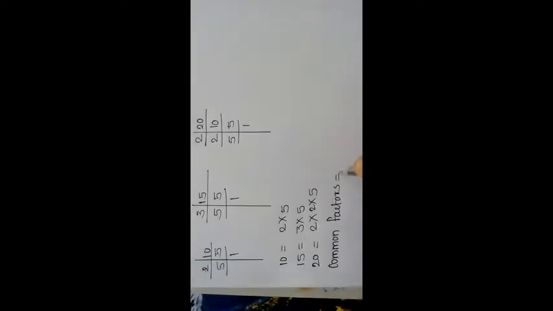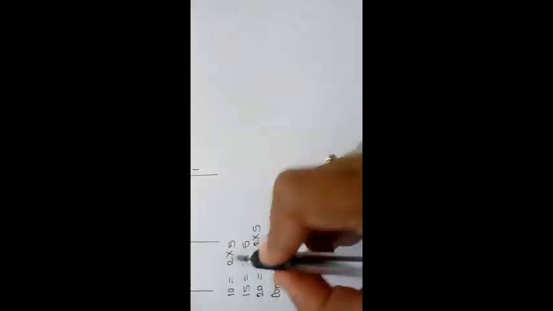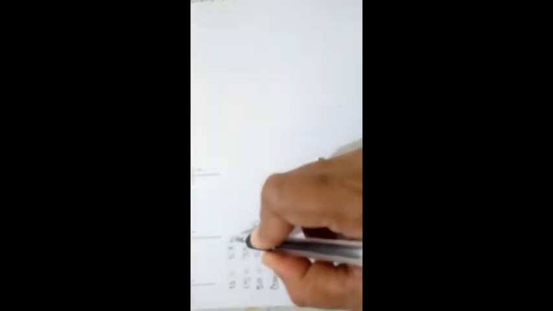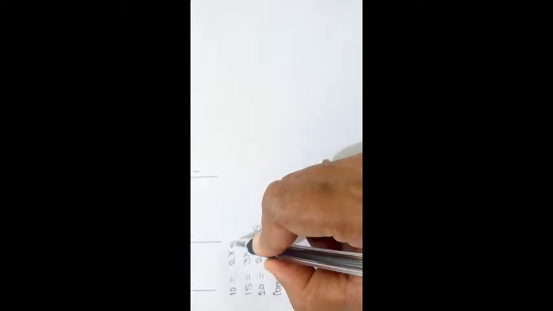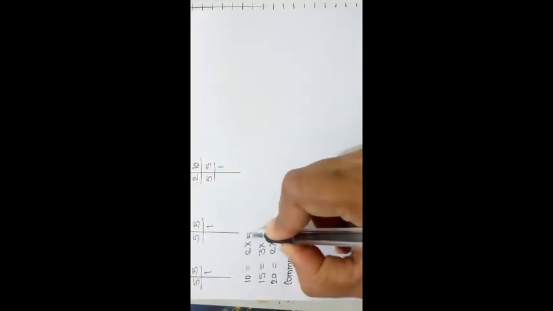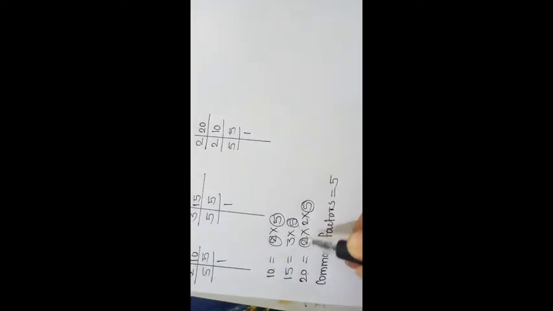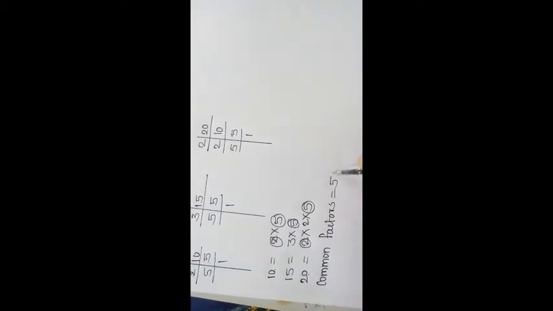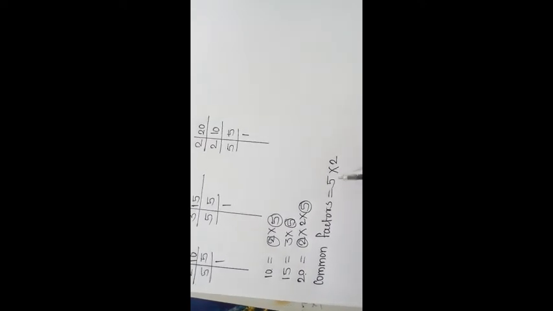So common factors. Here 2 is not common, then 5. Yes, 5 is here, here is also 5, here is also 5. So 5 is common. Circle that 5. Here these 2 and these 2 are also common for 10 and 20. That also we will take once only. So we will write here 5 into 2, or you can write 5 comma 2.